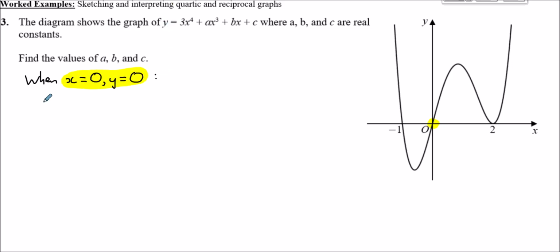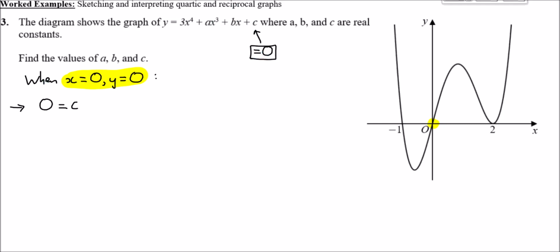So y, which is 0, equals 3 times 0 to the power 4, that's just 0. That's 0 because x is 0. B times 0, you've guessed it, is 0. All we're going to be left with is c. So 0 is c. In other words, c is 0. So we can now just focus on finding out what a is and b is. Okay, so now we know that that's equal to 0. We can practically forget about it.